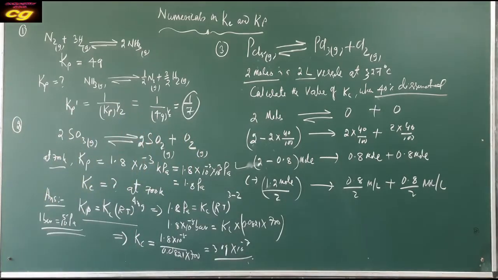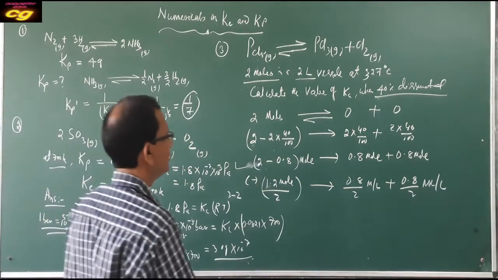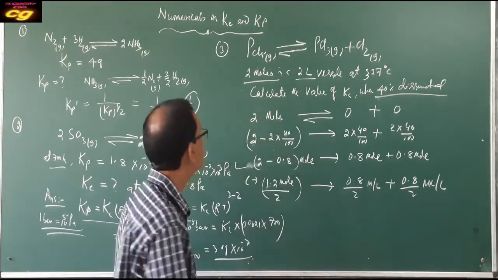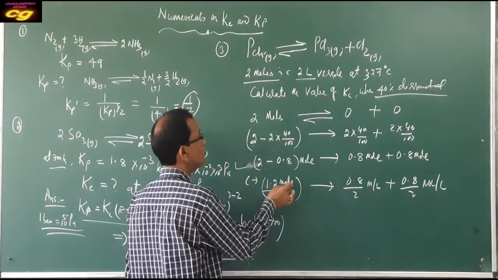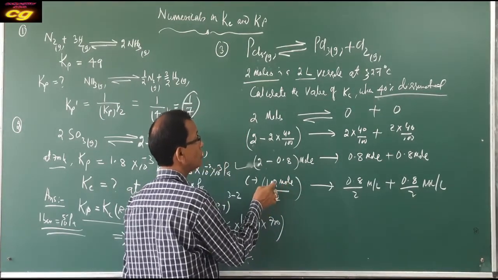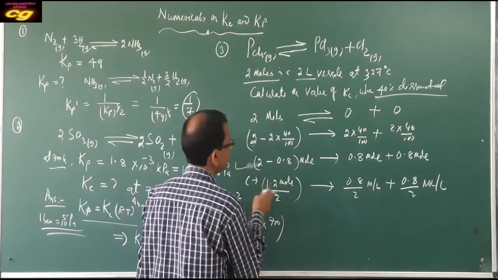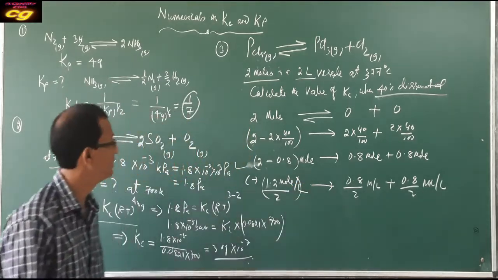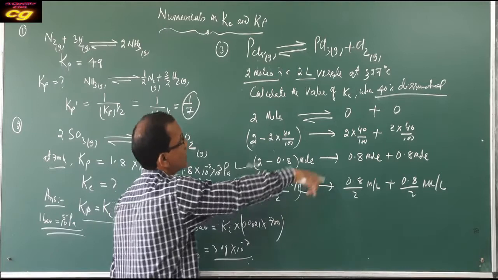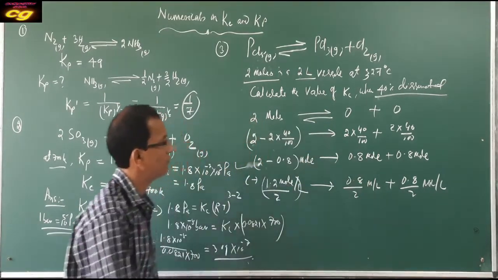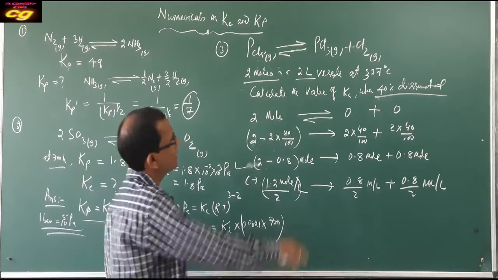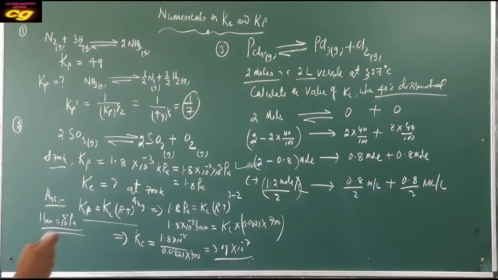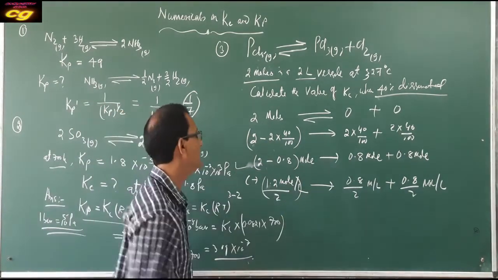Then what will be the values here? This is the concentration left at the equilibrium stage: 1.2 by 2 moles per liter of PCl5 left, PCl3 is 0.8 by 2 moles per liter, and chlorine is 0.8 by 2 moles per liter. So we have converted the number of moles to concentration. Then we apply the formula.